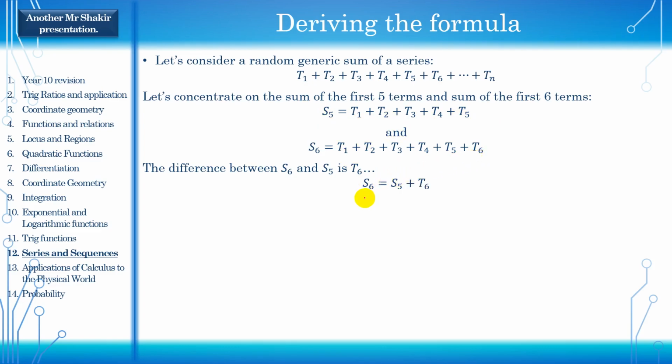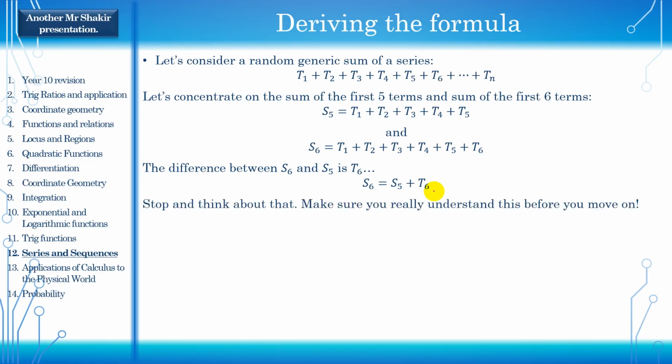So let's write this algebraically, and you will get sum of the first 6 terms is equal to sum of the first 5 terms plus the 6th term. Okay, stop and think about that for a second. This is the crux of what we're learning today. This is basically the formula we're learning. This can apply to anything. Like if you had the sum of the first 50 terms, that will be equal to sum of the first 49 terms plus the 50th term. It could be anything really.